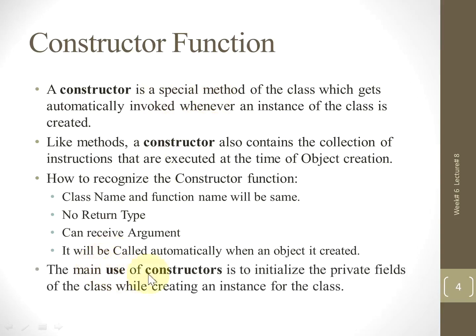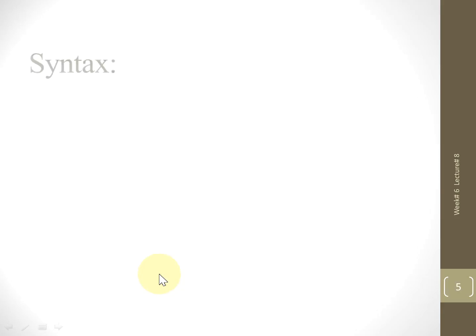The main use of the constructor is to initialize the private fields of the class while creating an instance of the class. I would say that one of the applications of the constructor is to initialize the values, to initialize the private members automatically when an object is created. Now let's see the syntax of the constructor function.